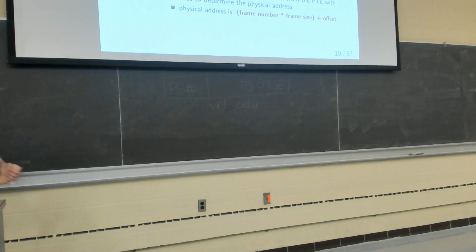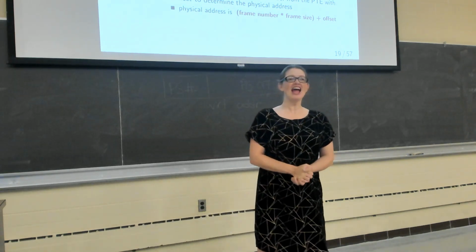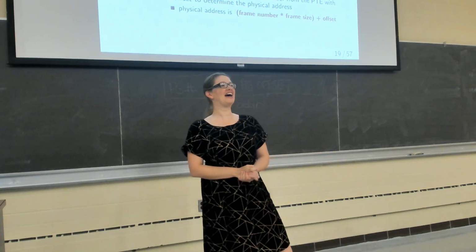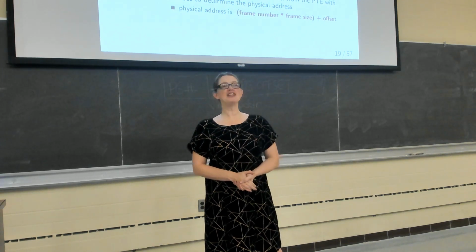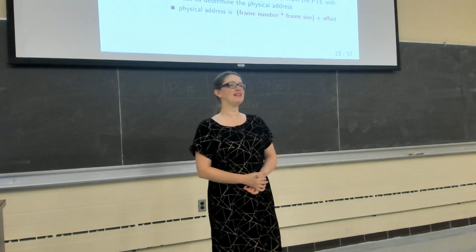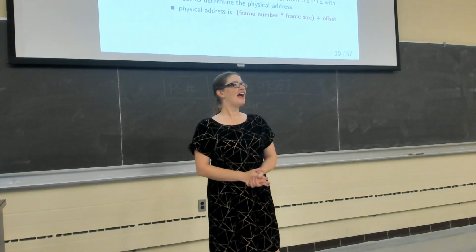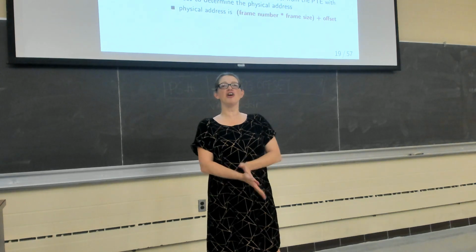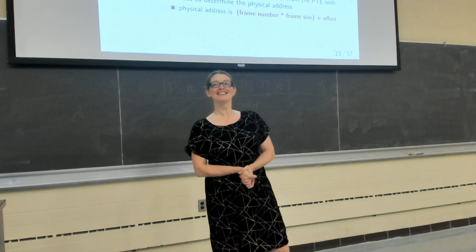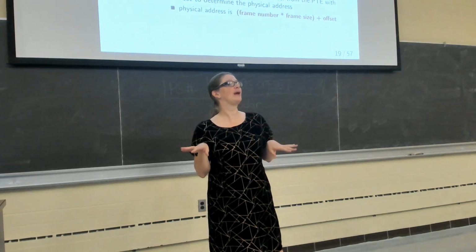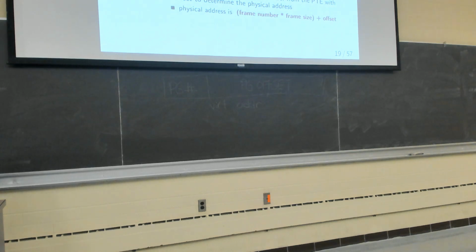Well, to get the page number, you are going to take the virtual address and divide it by the page size. And then to get the page offset, you're going to take the virtual address modulo the page size. Anyone here want to do division and modulo in hex without a calculator? I don't. Don't worry, there's an easier way to do this. So let's look at this in a different way.